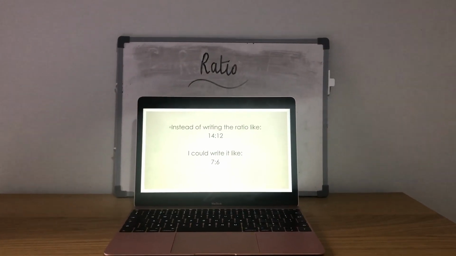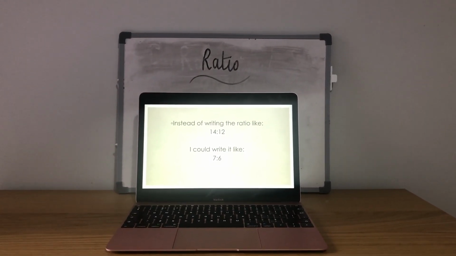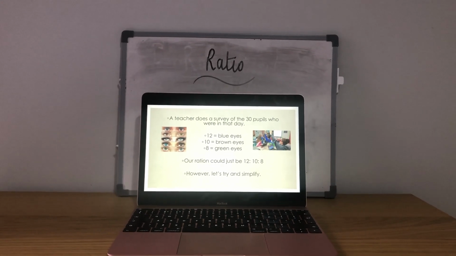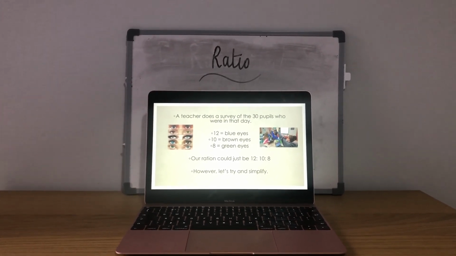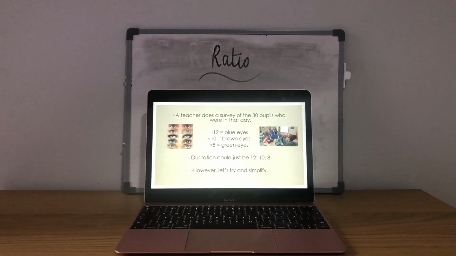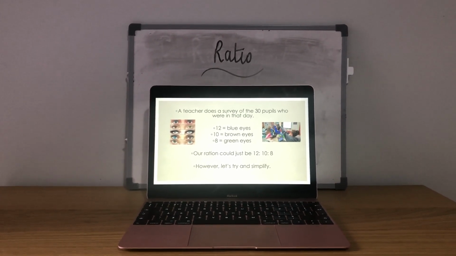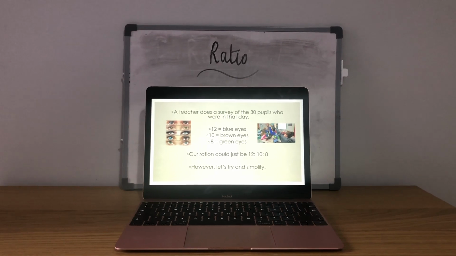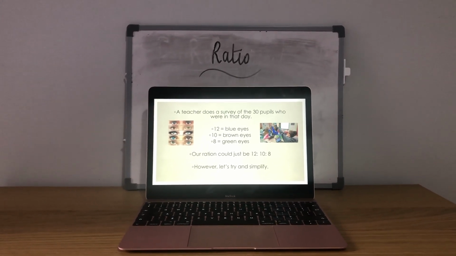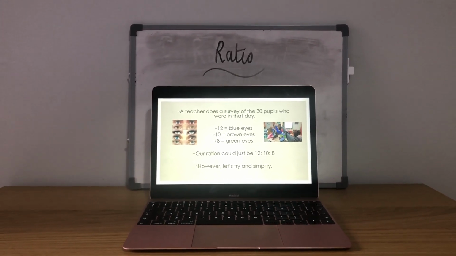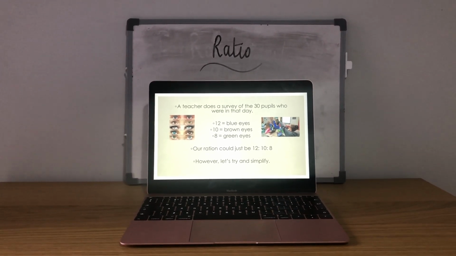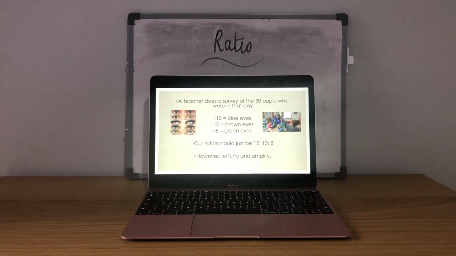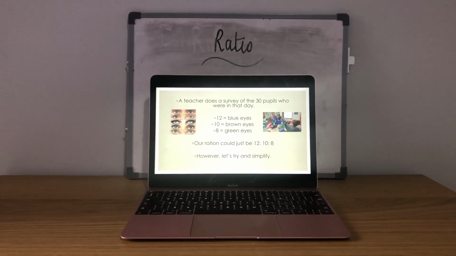Let's now have a look at a word question about ratio. One day, a teacher decides to do a survey. On the day the teacher does the survey, 30 pupils are in class. The survey is about which eye colour each child has. After the survey is finished, it turns out that 12 pupils have blue eyes, 10 have brown, and 8 have green. Our ratio could just be 12 to 10 to 8. However, let's try to simplify this.